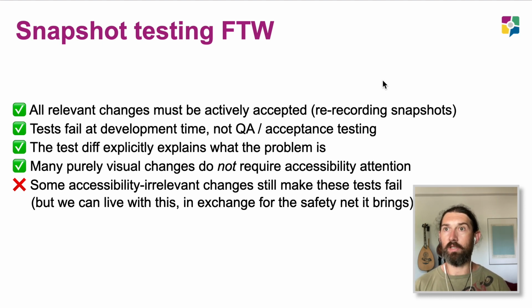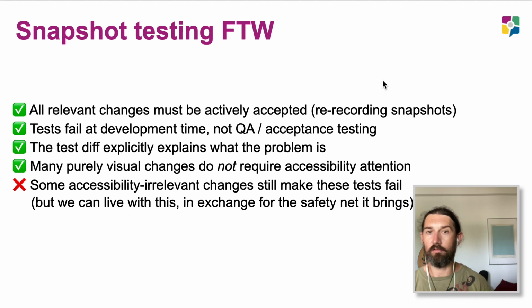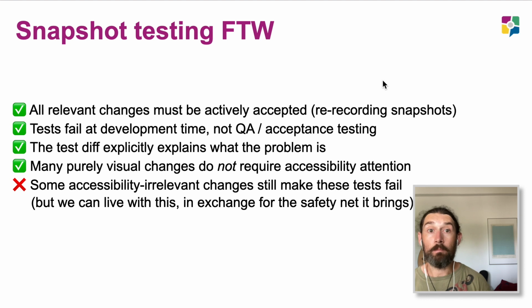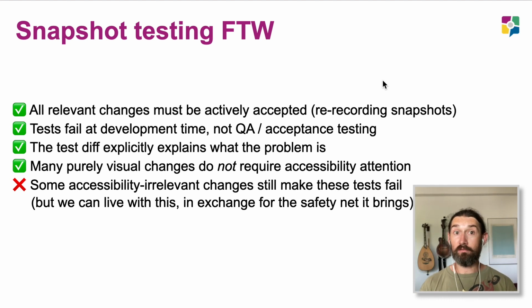I'm stamping my name on it. That goes into my pull request. That goes into our Git history. It's part of the history of our app. That's great. These tests are going to fail while I'm working on the feature and not later, because they're unit tests. I need to have them passing before I land my branch.